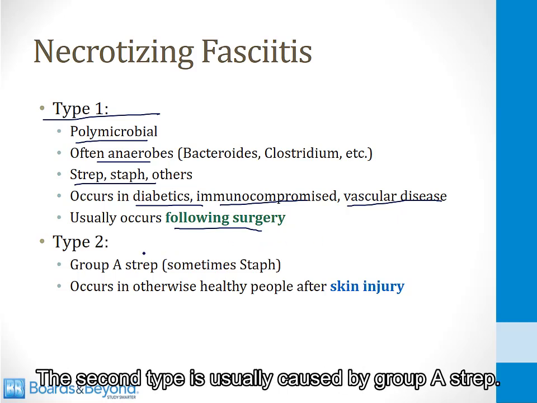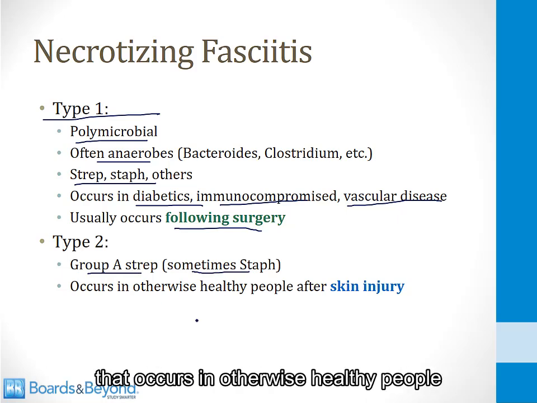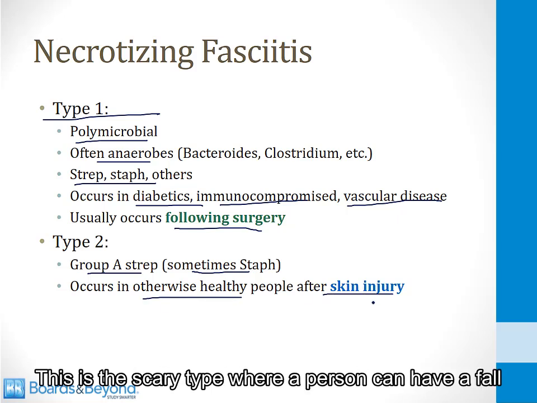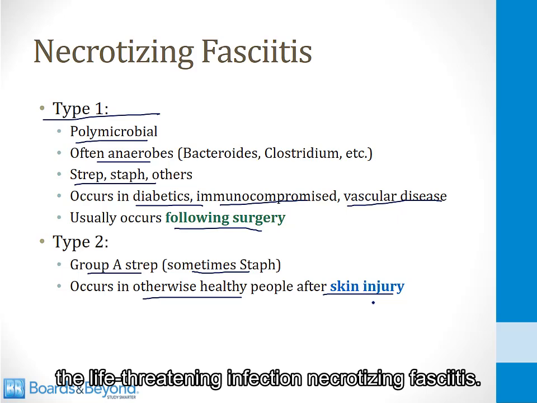The second type is usually caused by group A strep. Sometimes it's caused by staph, and this is the type that occurs in otherwise healthy people after some minor skin injury. This is the scary type where a person can have a fall and a minor injury to their skin and then develop the life-threatening infection, necrotizing fasciitis.